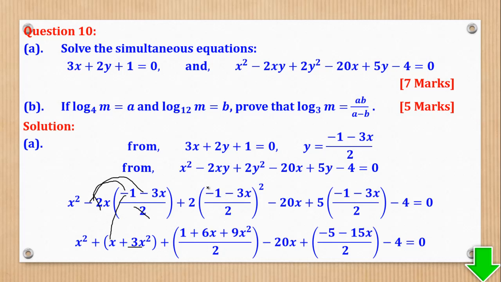Now here, the whole of this is squared. When I square the numerator, I'll come up with this. Then denominator, I'll come up with 4. But there is a 2 here. So 2 divided by 4, you get a half. That's why you see here 2 only, not 4.